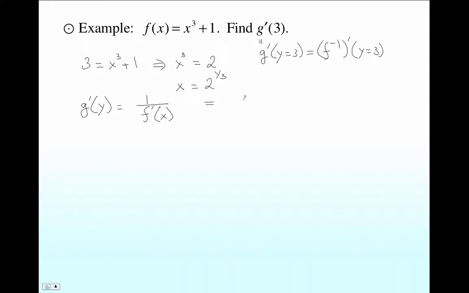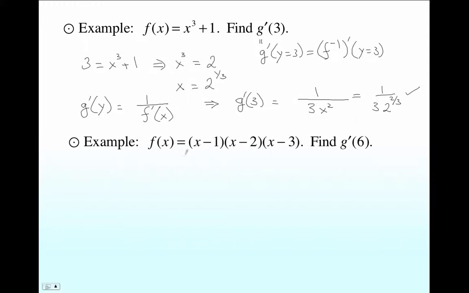Okay, so we're almost there. That says that g prime at y equal to 3 is 1 over the derivative of f. F prime, when differentiated, gives you 3x squared. And now x is 2 to the power 1/3, so that's 1 over 3 times 2 to the 2/3. That's the answer. That was easy enough. Let's go to another problem.